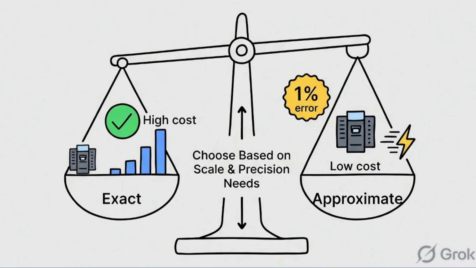Tip the scale left when every decimal is critical. Compliance. Billing. Tip it right when you need fast, reliable P95 or P99 trends on huge telemetry, monitoring, alerting, dashboards. Most real-world observability lives on the right. Approximate wins for speed and scale without losing meaningful insight. Pick the right side for your use case, and your queries stay fast and useful.